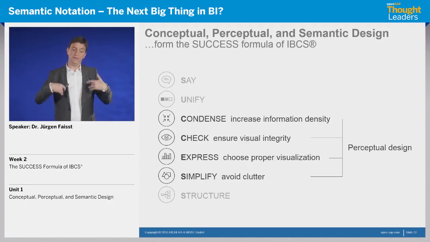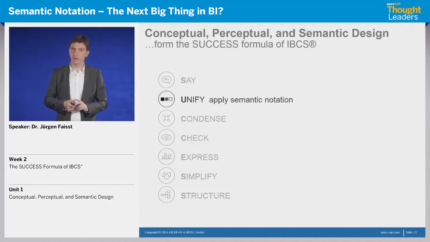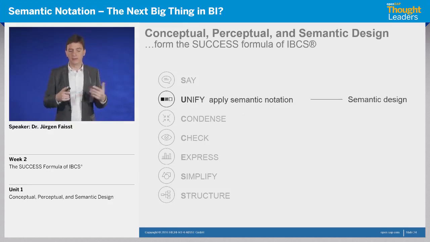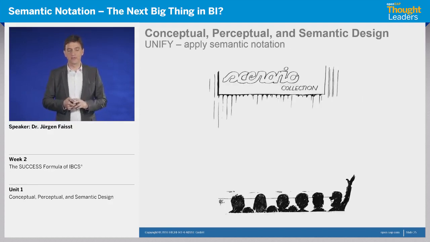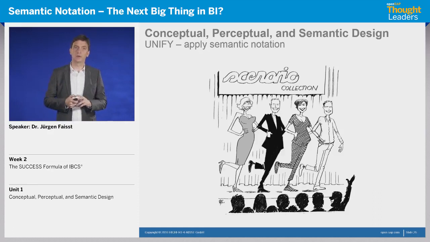So now that we have the structural design steps and we have the perceptual design steps, now we talk again about semantic notation. We think that semantic notation is the missing link to complete this success formula for international business communication standards. So you remember we introduced this semantic design, for instance, with plan and actual and showing all that solid or outlined visualization elements.